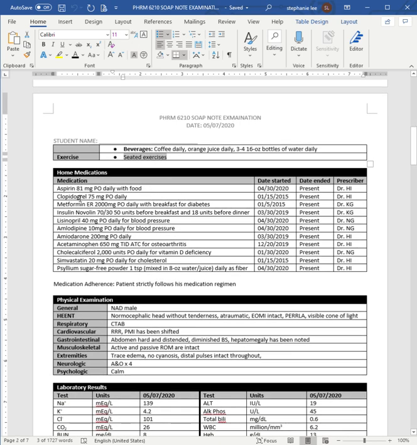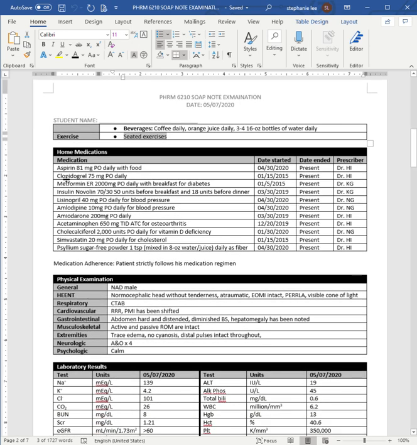So then when I get to the home medication, I look at every one of their medications and I would separate them out by disease state. So I know aspirin and clopidogrel are antiplatelet medications. It's probably related to a stroke. Also, amiodarone here is for rate control for AFib, so that's very important.